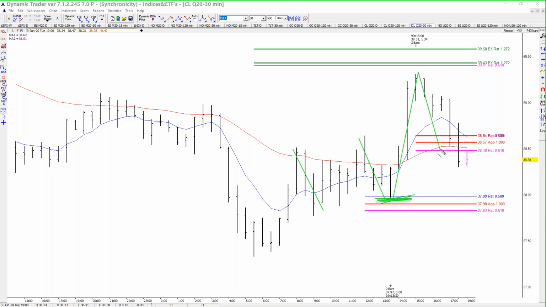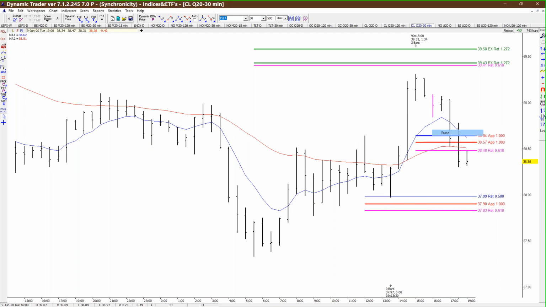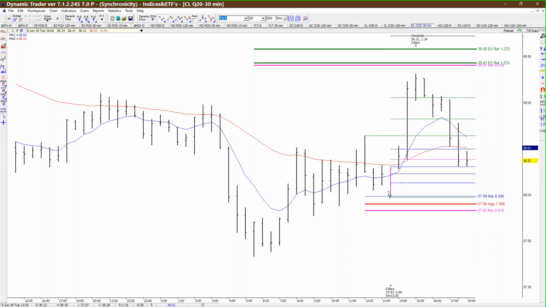Now I tried to set it up again, but this one was blown through. So this has no value anymore. But this was a setup. I'm sure it triggered on lower time frame charts and you had a beautiful rally off of it. So you met more than, let's see, yeah, the 1272 and the 1618 target were met on that one.